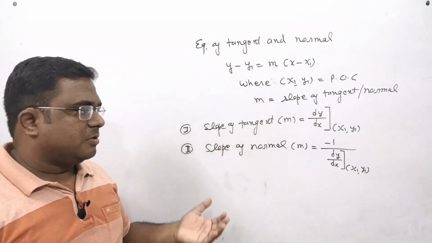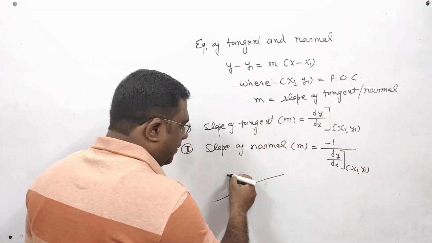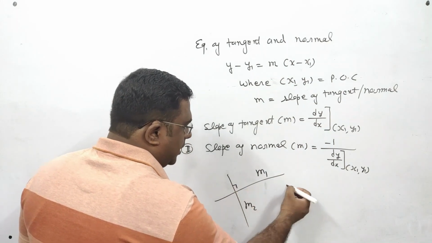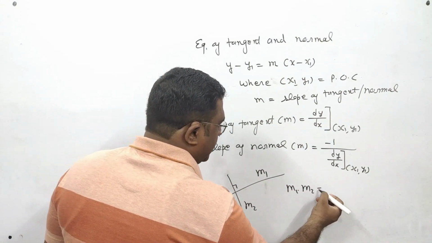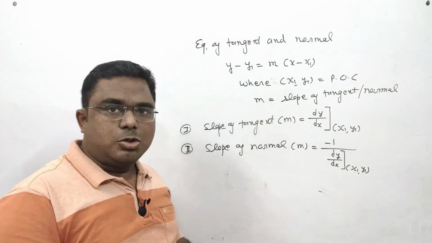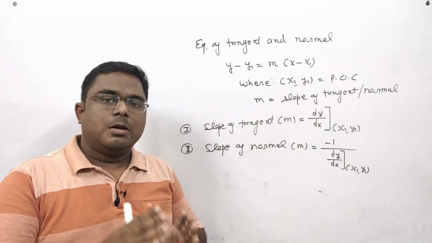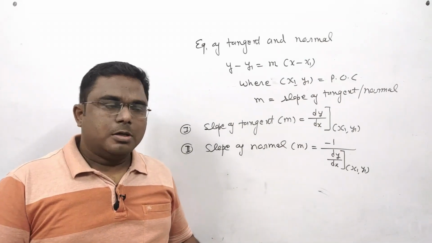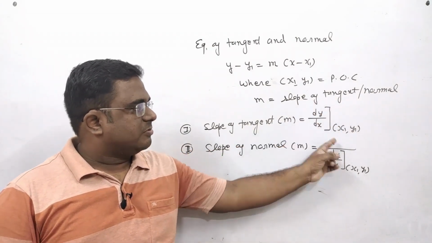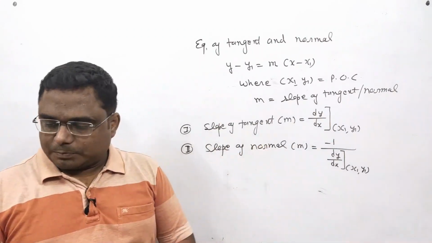Why does it happen? Because we have studied in earlier topics that when two lines are perpendicular to each other and their slopes are m1, m2, in that case m1 into m2 becomes minus 1. So similarly, the product of the slopes of tangent and normal is also minus 1 because they are perpendicular to each other. And this is happening here also, because if I multiply this value by this value, then it will cancel and only minus 1 will be left.